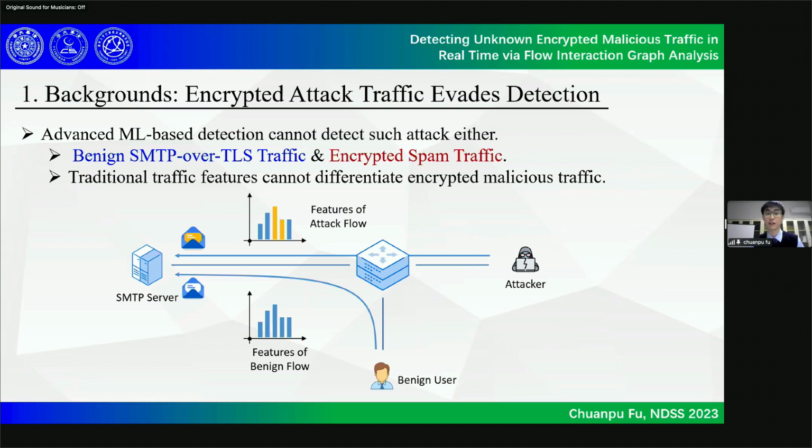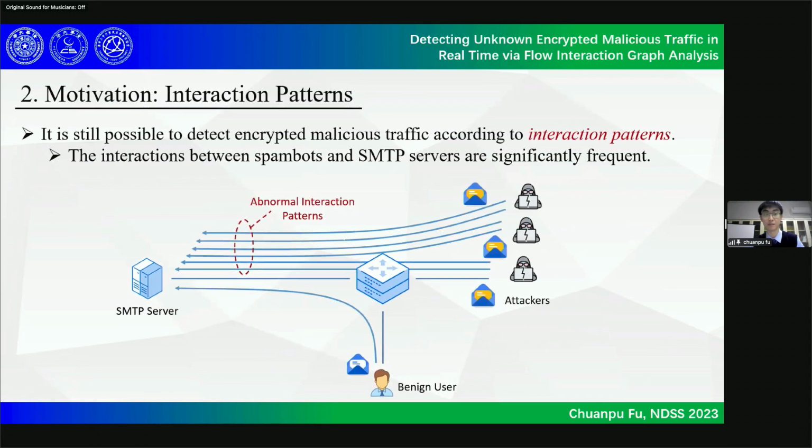The observation that motivates this research is the abnormal interaction patterns among attackers and victims. Back to the previous example, although we cannot detect malicious flows according to the traffic features of a single flow, the flow interactions between the spam bots and SMTP servers are significantly different from legitimate communications. Even if each single flow of the attack is similar to benign flows, to make spam more profitable, the bots have to frequently interact with mail servers for mail flooding.